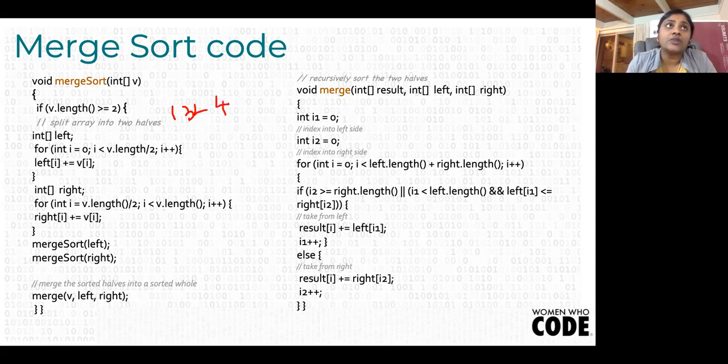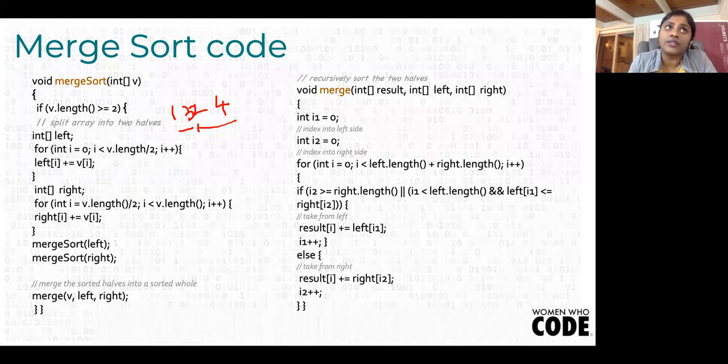Okay. So our left array will hold elements 1 and 3, and the right array, starting from the mid to the end, will hold elements 2 and 4. So this is this, and then you call the same function, merge sort, with the left array and that with the right array.